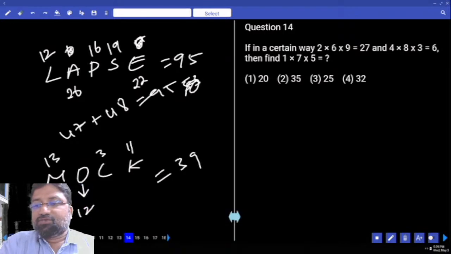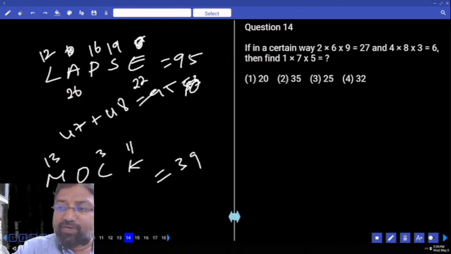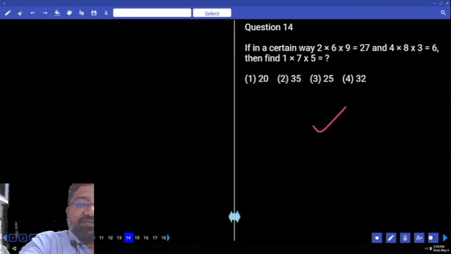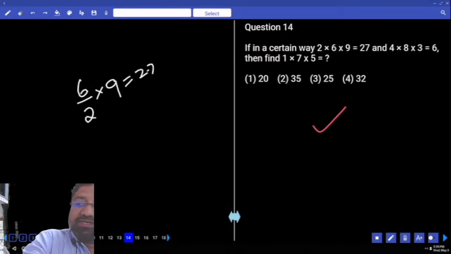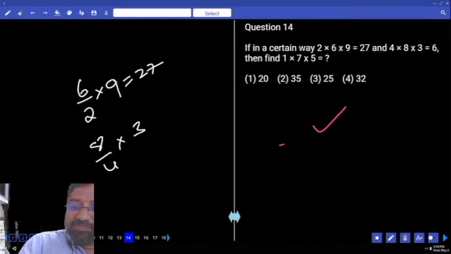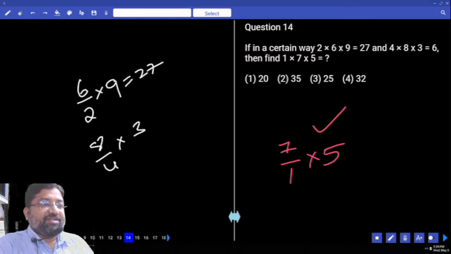2, 6 and 9 is 27. 4, 8 and 3 is 6. These types of questions are regularly asked in SSC CGL. So what is he trying to do here? Taking it as 6 divided by 2 into 9. Similarly, 8 divided by 4 into 3. This becomes 7 divided by 1 into 5. What's the answer? 35.